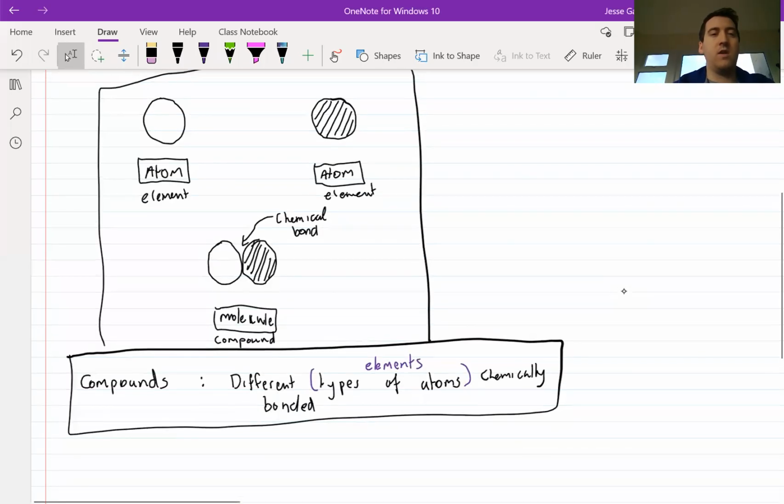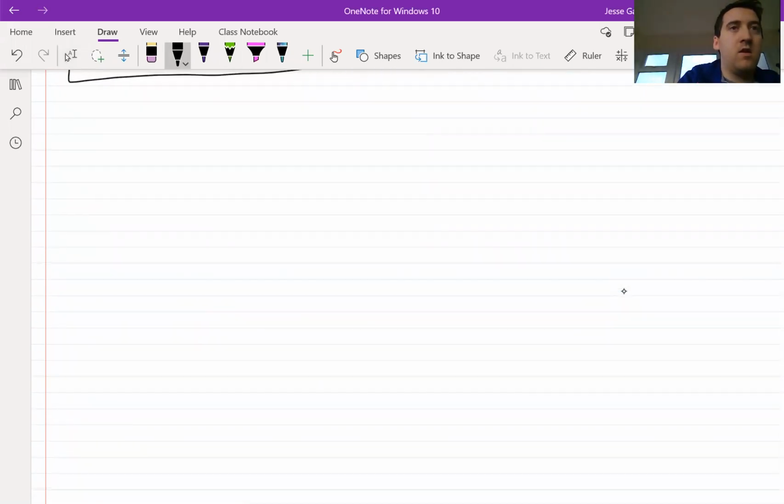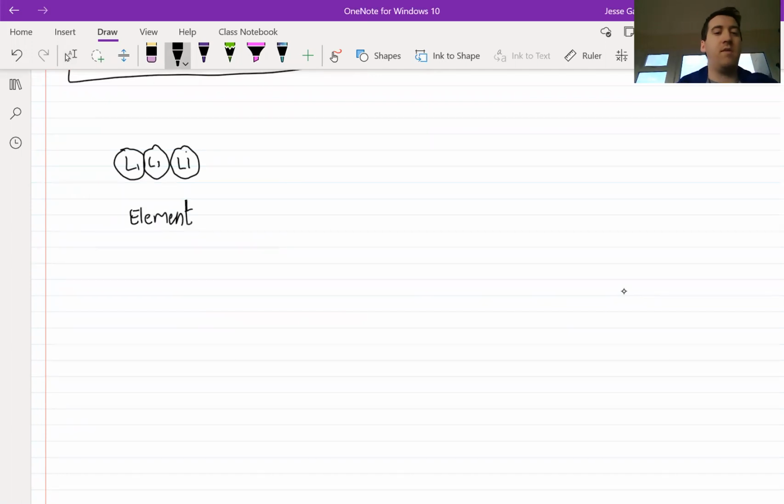All right, we're going to take a look at a different way of writing this. Say we have 3 atoms of lithium. This is just a different way of drawing atoms, but above I was using patterns. This time I'm going to use the chemical symbol. So this is 3 lithium atoms. This here is an example of an element. It's a molecule of an element because it's a group of atoms that are joined, they're touching, but they're all the same type of atom. So this is still an element.